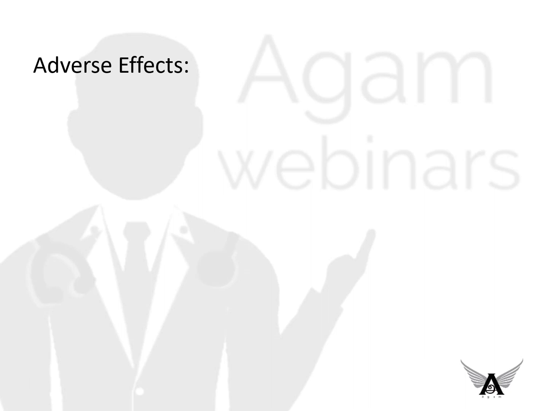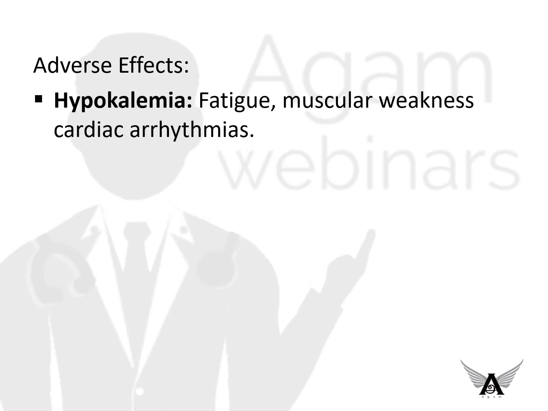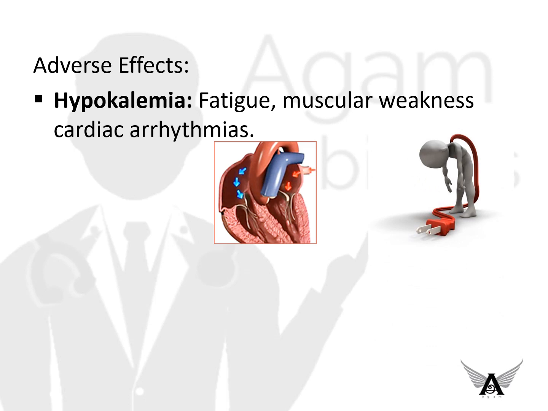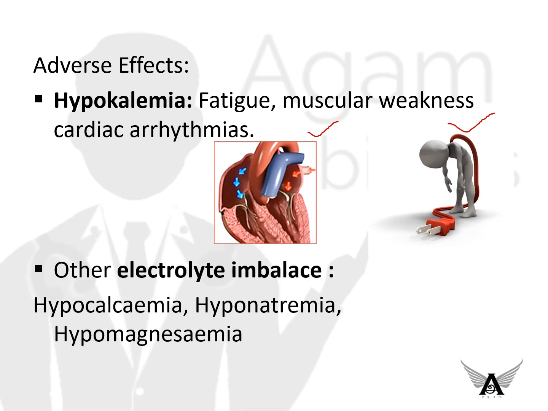The adverse effects of these drugs include hypokalemia, with symptoms being fatigue, muscular weakness, and cardiac arrhythmias. Other electrolyte imbalances that can happen due to these drugs are hypocalcemia, hyponatremia, and hypomagnesemia. This suggests that there is excess excretion of ions through the urine. So that makes up the adverse effects.